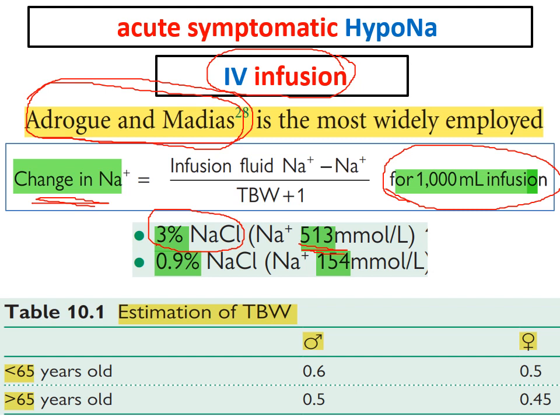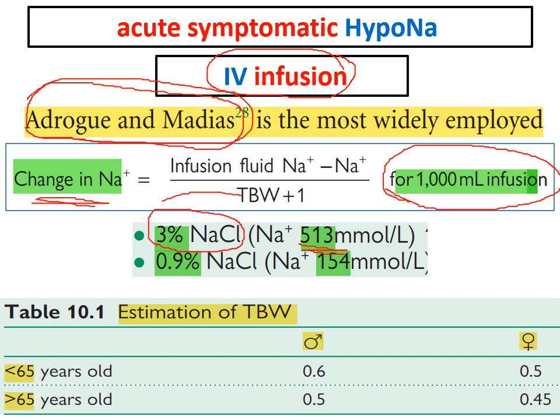hypertonic saline. This equation is the infused sodium in the given fluid minus the measured sodium of the patient, over total body water plus 1. So the infused sodium, and usually we give hypertonic saline, is 513, minus the measured sodium of the patient, over total body water plus 1. How do we calculate the total body water?